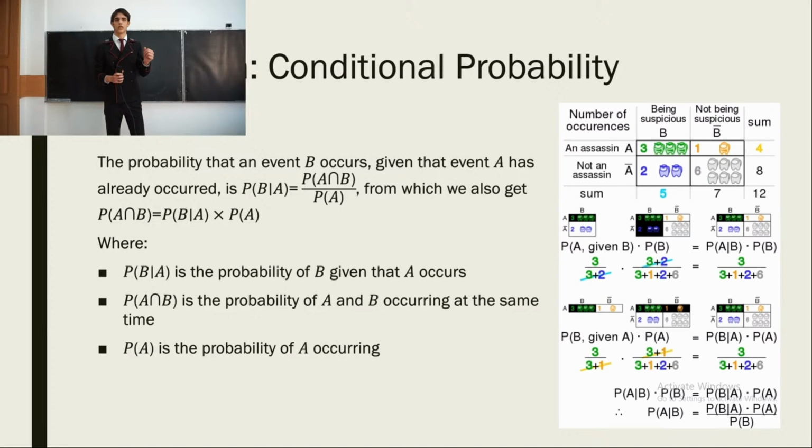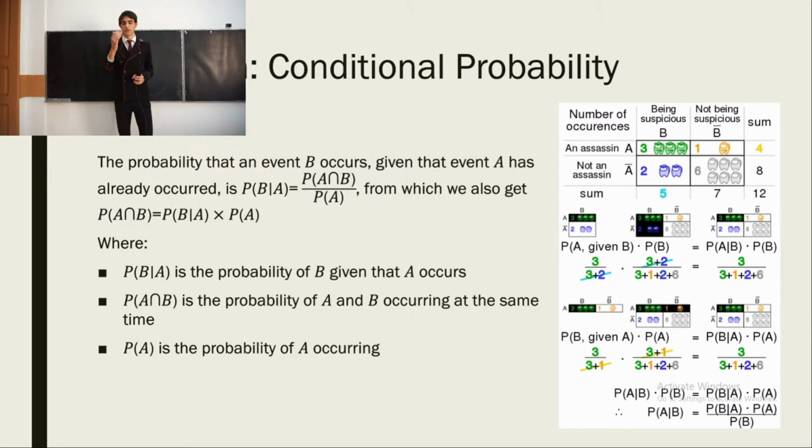the P of B given A is the probability of B given that A occurs, and P of the intersection of A and B is the probability of A and B occurring at the same time, and P of A is the probability of A occurring. And in the right part of the slide, we've got a representation of how conditional probability works.